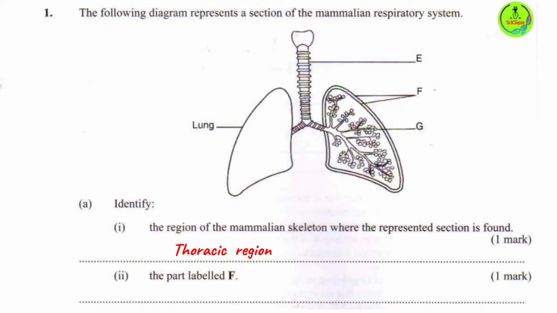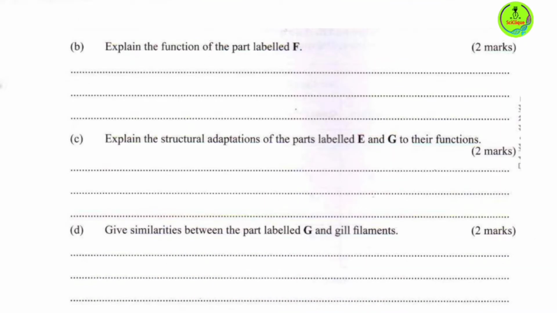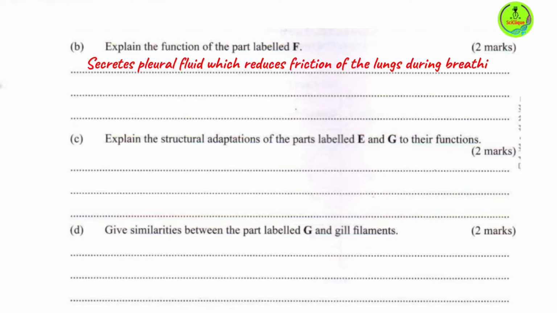Roman 2, the part labeled F. So the part labeled F, this is the pleural membrane. Part B, explain the function of the part labeled F. So the function of the pleural membrane is that it secretes the pleural fluid. This reduces the friction of the lungs during breathing.